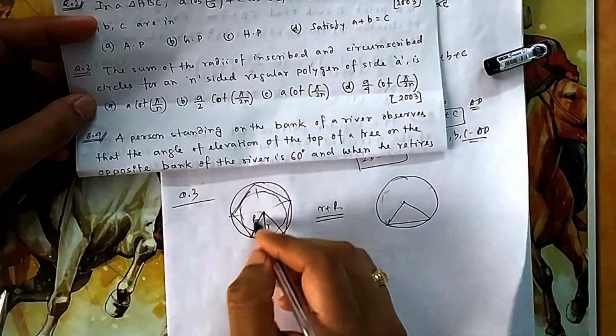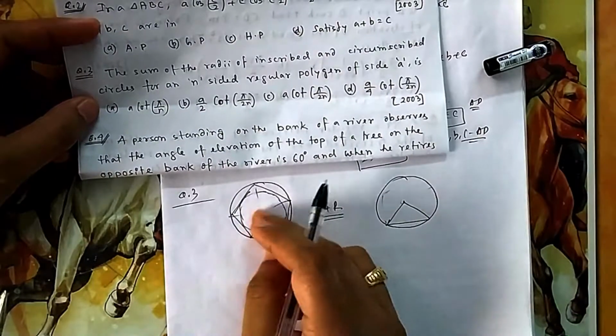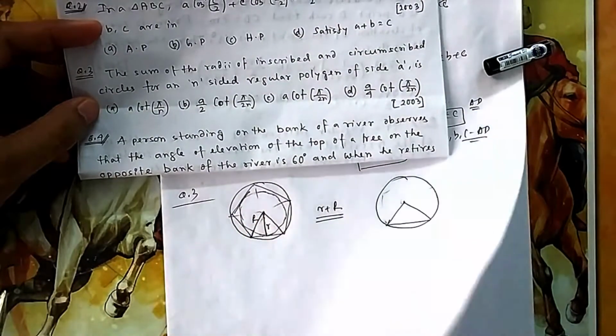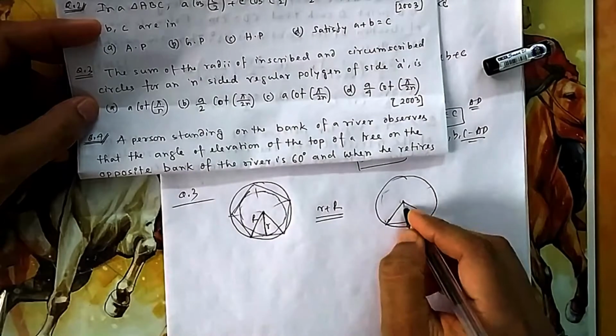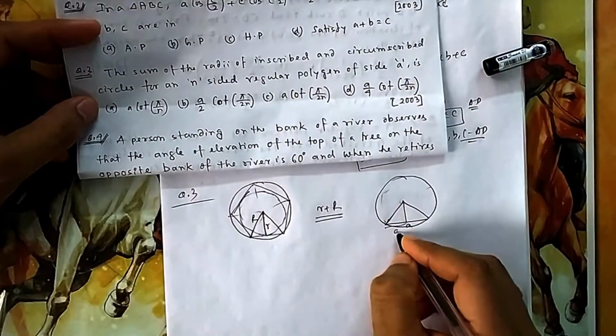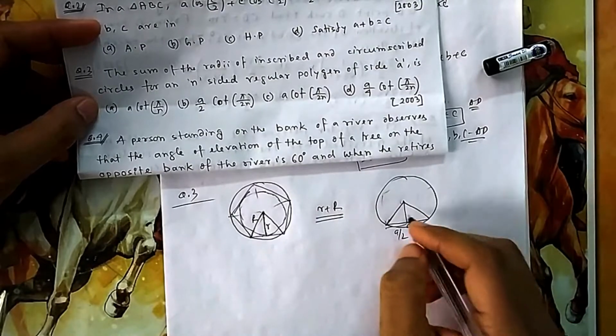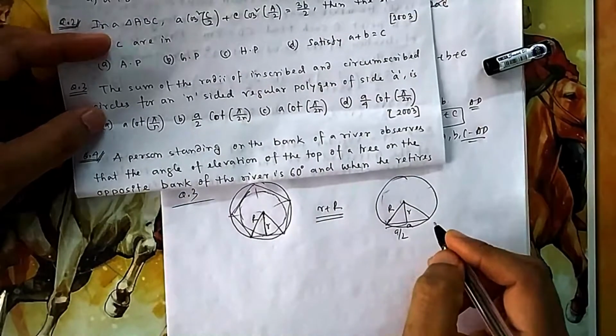Any triangle you take, all these triangles will be similar because they are regular polygons, sides are equal. So I am taking a simple one. This side is A, so if I draw a perpendicular, this will be A by 2, this will also be A by 2, this is my small r, this is my capital R, that's it.